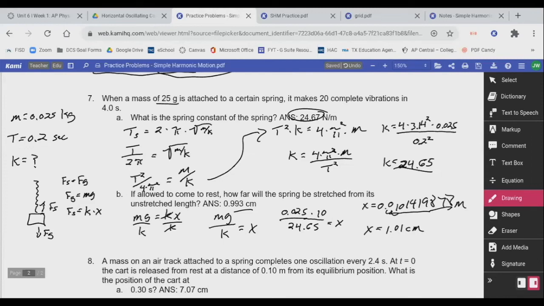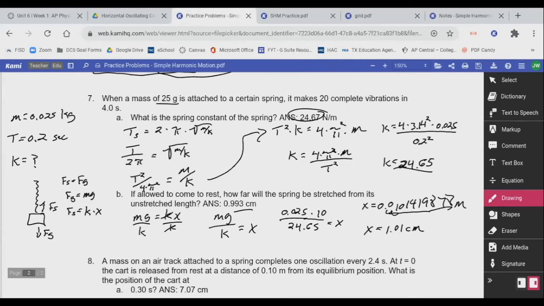We're good. So when you're looking at the solutions that they have listed and comparing them to your own, just be aware that they're showing it in centimeters. It's a cleaner answer in centimeters, right? 1 centimeter is better than 0.010 meters, and it's a little bit easier than saying 1.01 times 10 to the negative 2 meters.